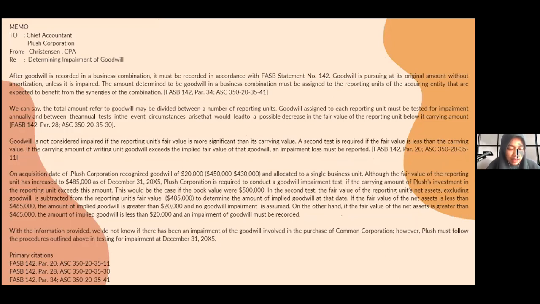Also FASB Statement number 142 paragraph 28, and ASC 350-20-35-30. And the last is FASB Statement number 142 paragraph 34 and 35, and also ASC 350-20-35-41.